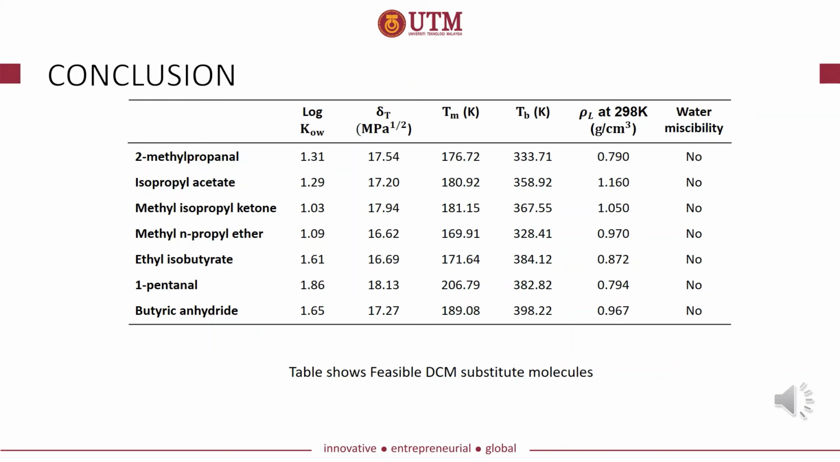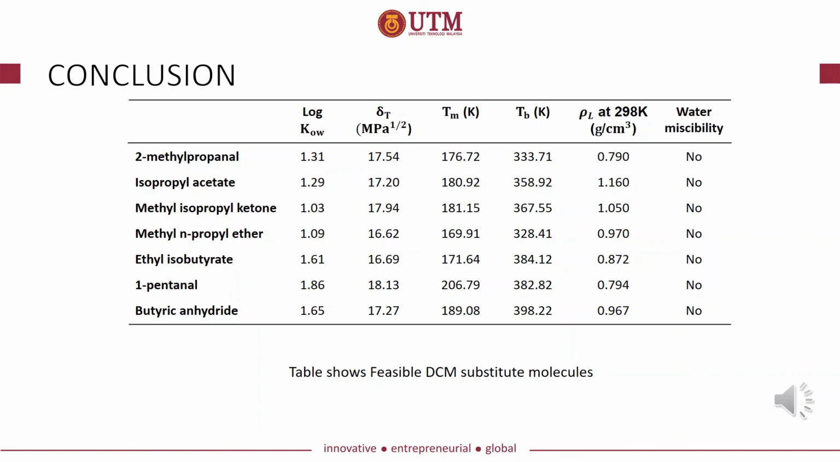The table shows feasible DCM substitute molecules with their targeted properties. The feasible molecules are 2-methylpropanol, isopropyl acetate, methyl isopropyl ketone, methyl propyl ether, ethyl isobutyrate, 1-pentanol, butyric anhydride. The targeted properties are log K, which represents octanol per water partition coefficient, solubility parameter, melting point, boiling point, and liquid density of the organic solvents.